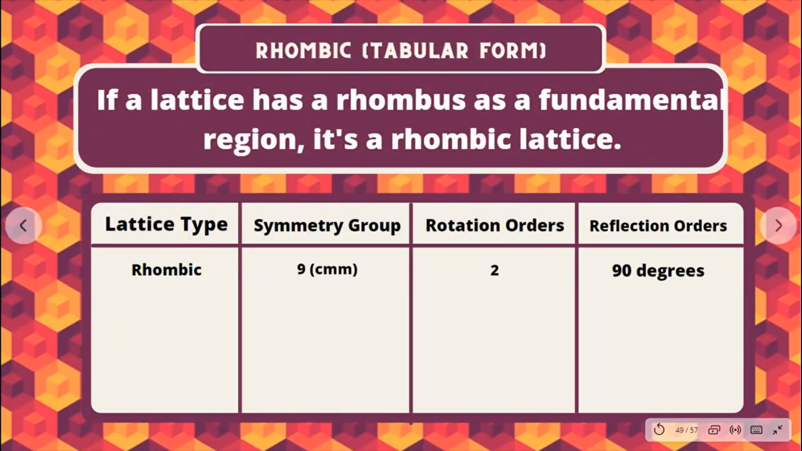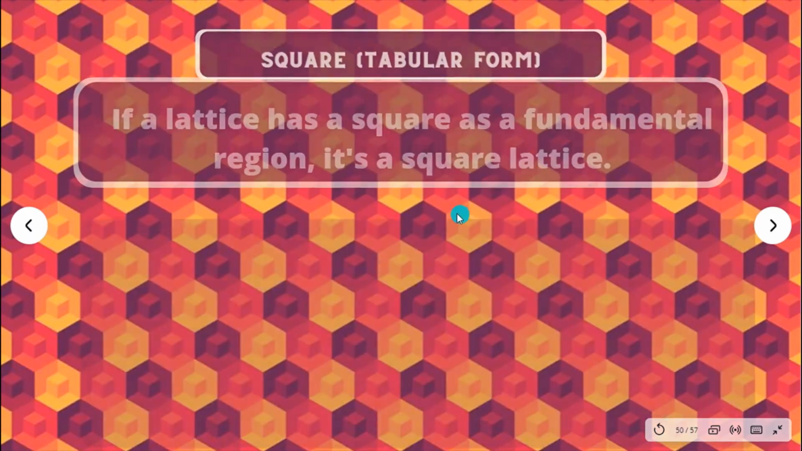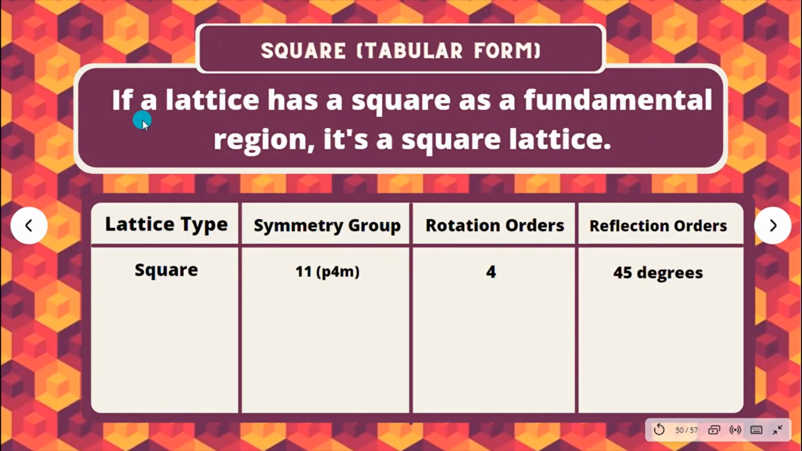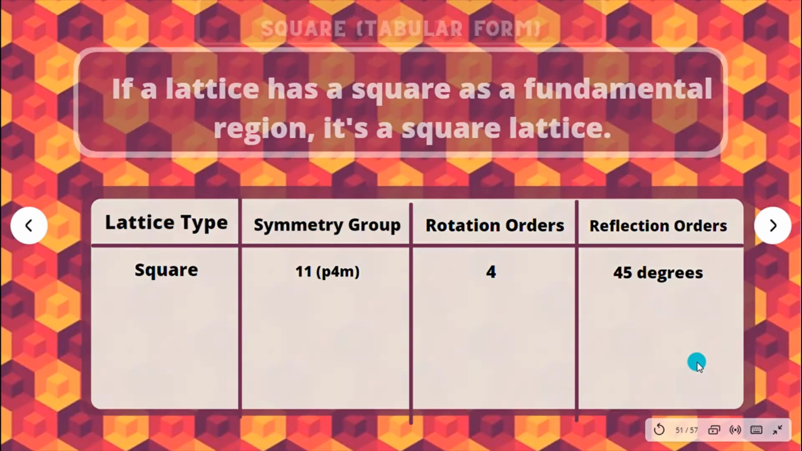Here is the rhombic one if the fundamental region is a rhombus. We have a 9 symmetry group, rotation order of 2, and reflection order similar to the previous ones. Next, we have a square lattice as the fundamental region. We have a symmetry group of 11, P4M, a rotation order of 4, and a reflection order of 45 degrees.